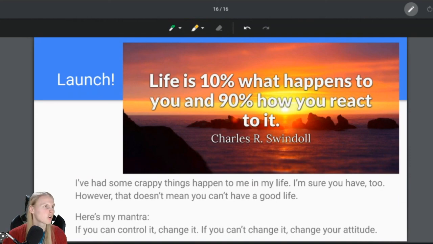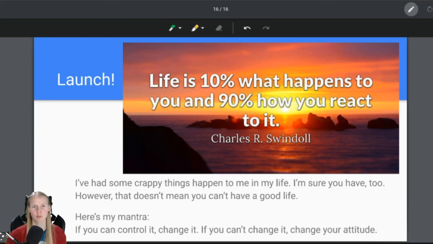An example of something that you can't change is, for example, you getting sick. Maybe you get a cold or something. You can't control that. I mean, you can go to the doctor and you can take medicine and you can drink lots of water and do that stuff. But you can't control how fast you recover or whether or not you get better. You can't snap your fingers and make yourself better. So change your attitude about it.